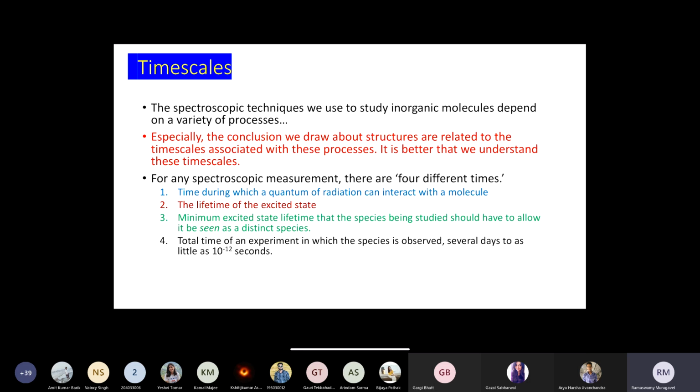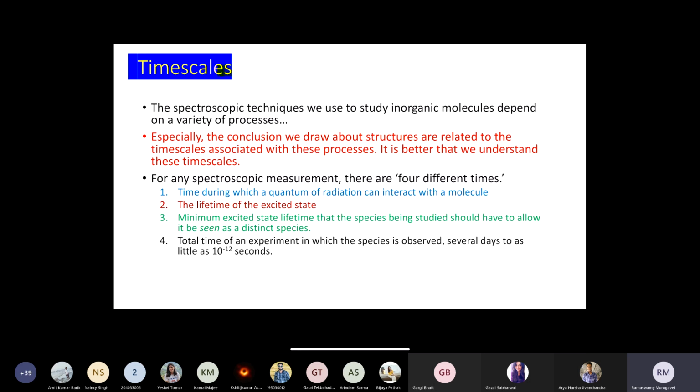The first is the time during which the photon can interact with the molecule. This has some definite time. Once you excite this molecule with this radiation or a photon, the molecule goes to the excited state. And how long this molecule can remain in the excited state is the second time. It's called the lifetime. The lifetime of the excited state is the second time which we are all concerned about.